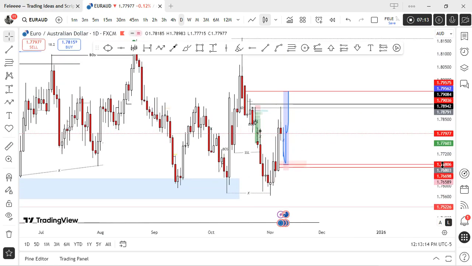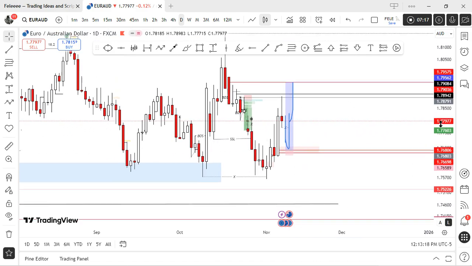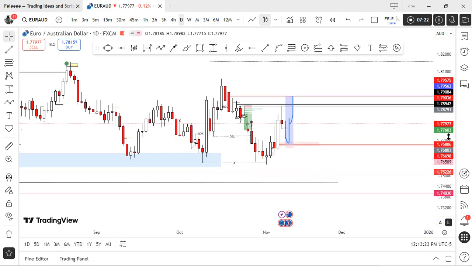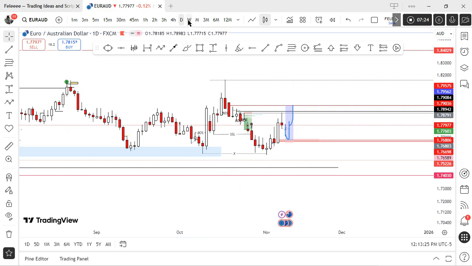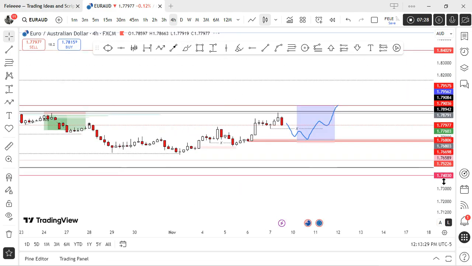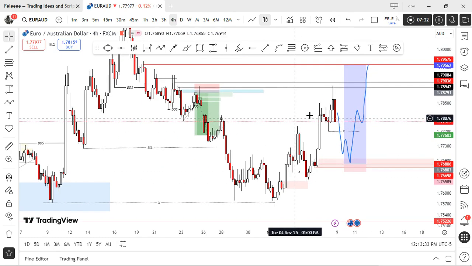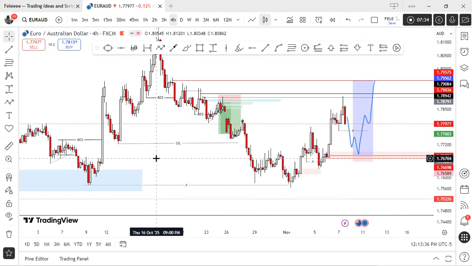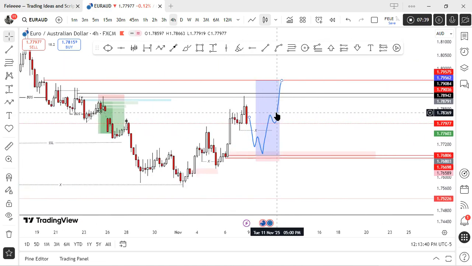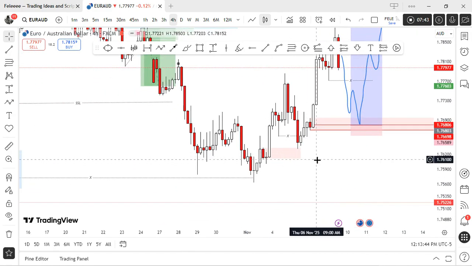So here we can see that price, after sweeping this liquidity down here, on daily is nothing more than usual, but on the 4 hour, this is what I saw. Price really started moving with.